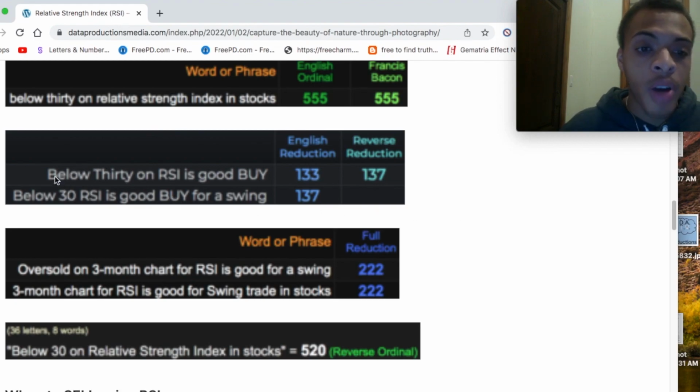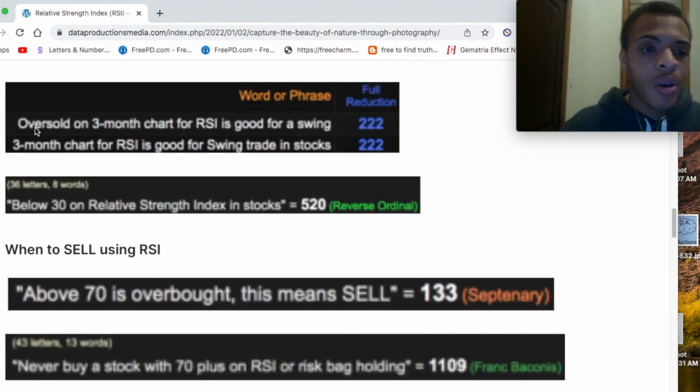Below 30 spelled out on RSI is good buy. 133 in reduction. 137 in reverse reduction. Below 30 RSI is good buy for a swing. 137 in reduction. Oversold on 3-month chart for RSI is good for a swing, and 3-month chart for RSI is good for swing trade in stocks. Both equal 222 in the reduction cipher.